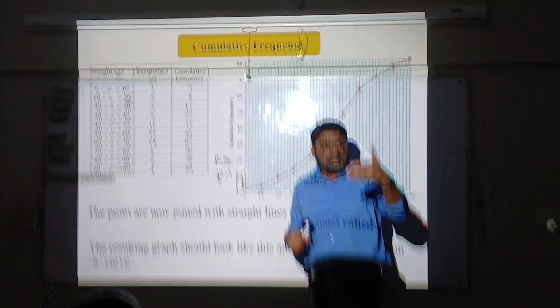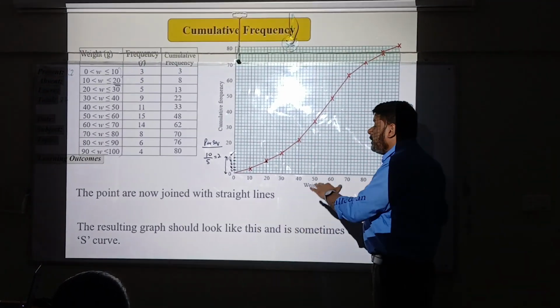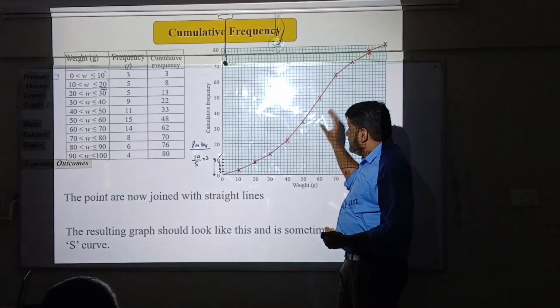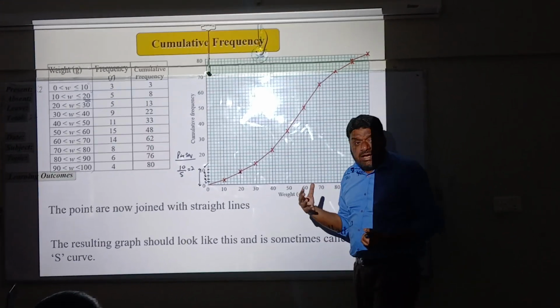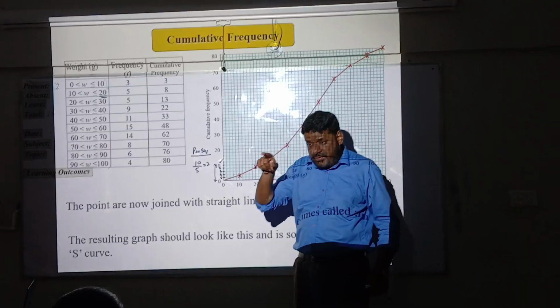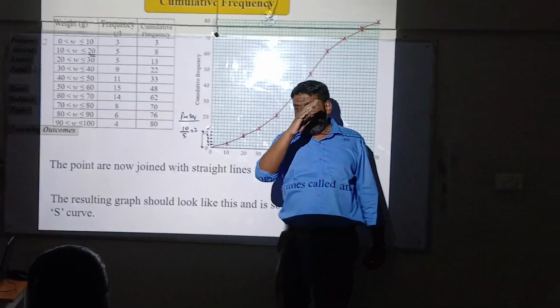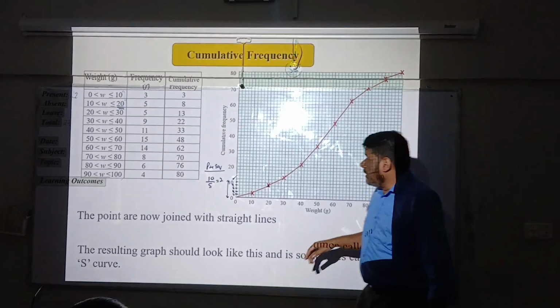Because we have to read the graph. We have to go for the interpretation of the graph. So how many of you got the lesson? Okay, this curve looks like an S curve. Is this resulting as an S curve? Okay, the cumulative frequency curve always appears as an italic S, right? Okay, now next.